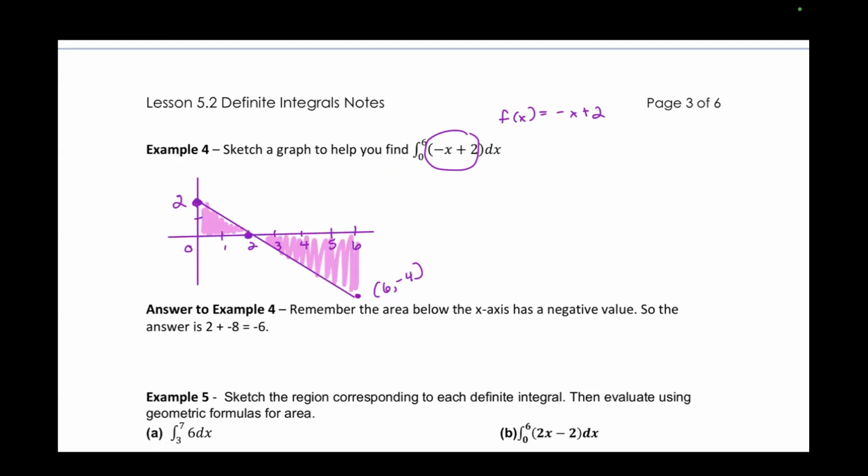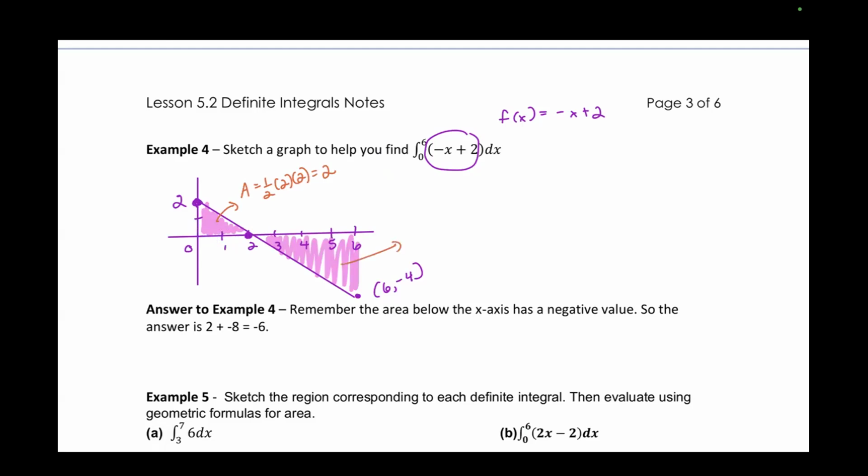This is just a triangle, height 2, width 2. So this has area. The area here would be just 1/2 the base times the height, so it would just be 2. And notice it's above the x-axis, so it's positive.